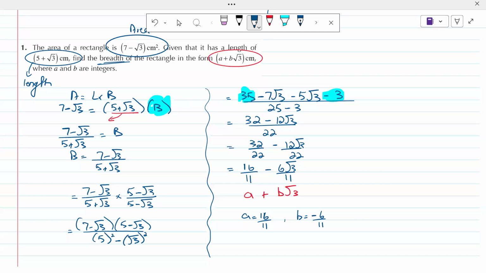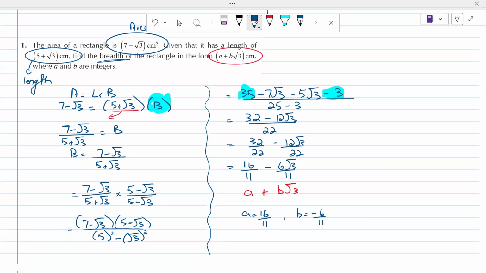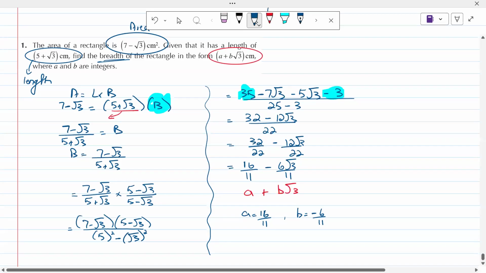Is this clear? Yes. Okay, so if this is all clear, then I would like you to solve one question and then we'll end the class.